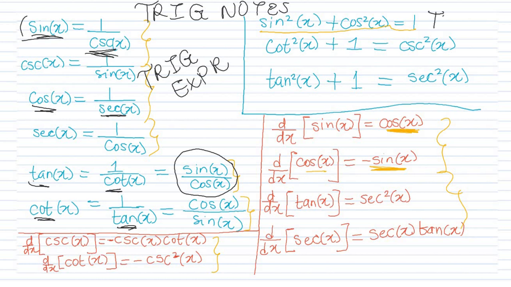On the right-hand side, we have something called trig identities. Trig identities are how one trigonometric function that is squared relates to another trigonometric function that is squared, right?